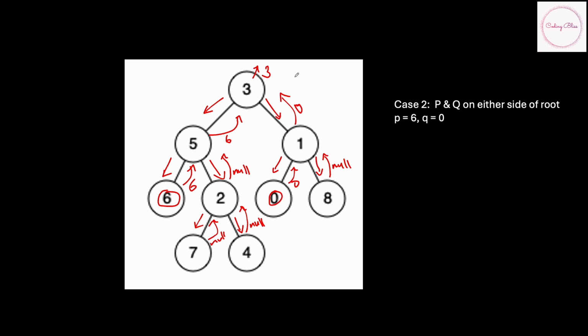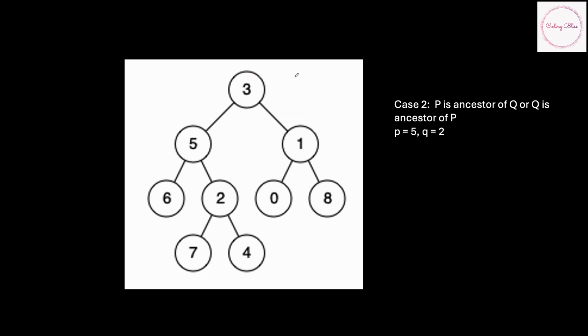Okay, now I believe this is clear. Now let's take a case where P is an ancestor of Q, or Q is an ancestor of P. So basically the idea is that we need to find this way. One of the nodes is already an ancestor of the other node. So how does this work? Let's see. As soon as we come here, this node is found. This is very important: this approach assumes that both nodes are always present in the tree.